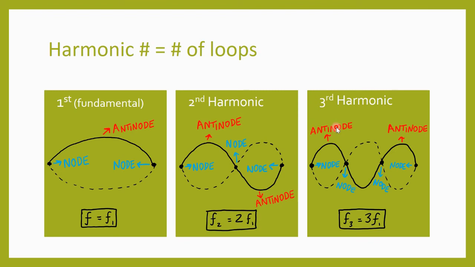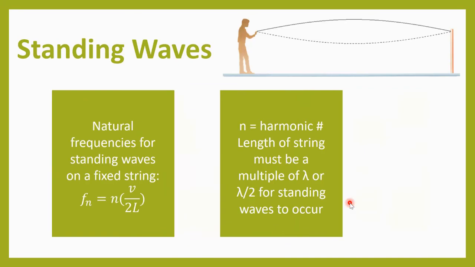The third harmonic, so now we have 3 loops, and I totally missed labeling this antinode here. So there are 3 antinodes and 4 nodes now. We have another node here, another node here, and this third harmonic we could call F sub 3, and it should be equal to 3 times that initial fundamental harmonic. Now we could go to the fourth harmonic, the fifth, the sixth, and so on and so forth, but I just wanted to draw 3 pictures.